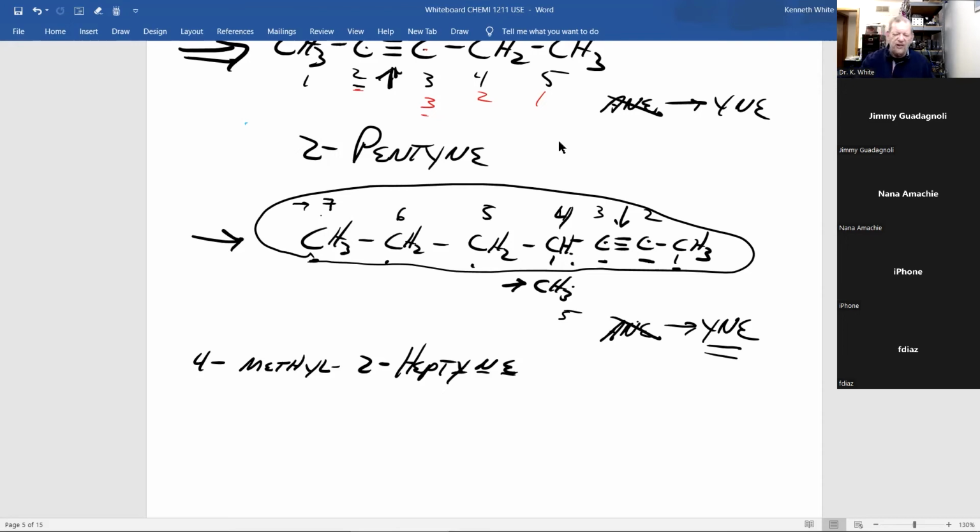You look at the molecule and look for what's different. What's not a carbon-carbon single bond or a carbon or hydrogen atom. And there's a triple bond.